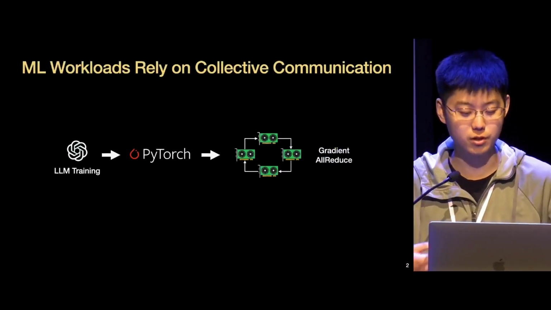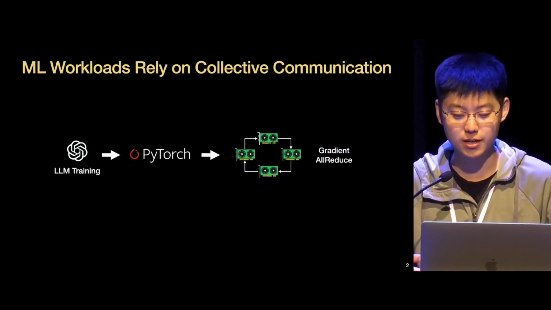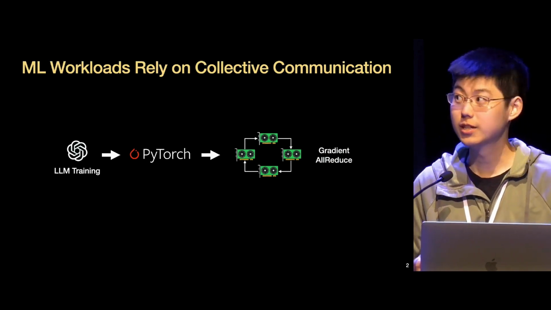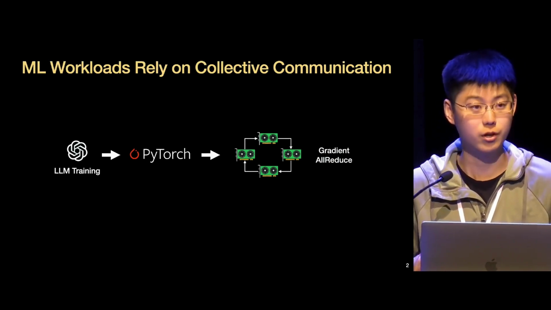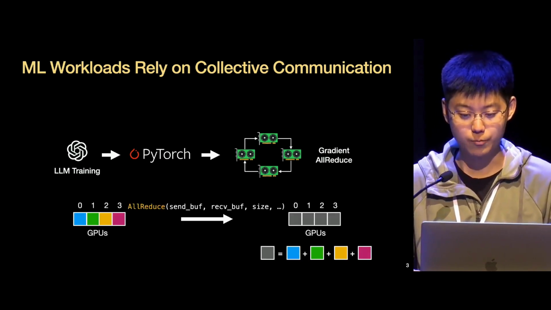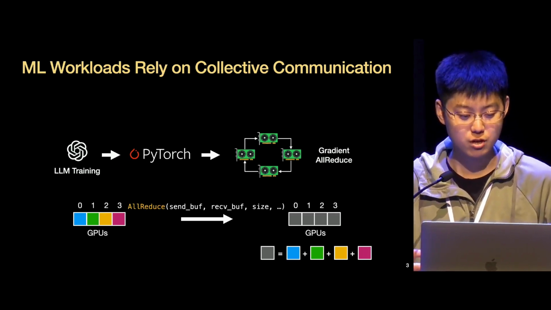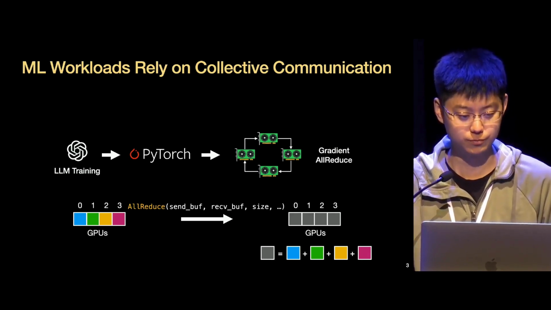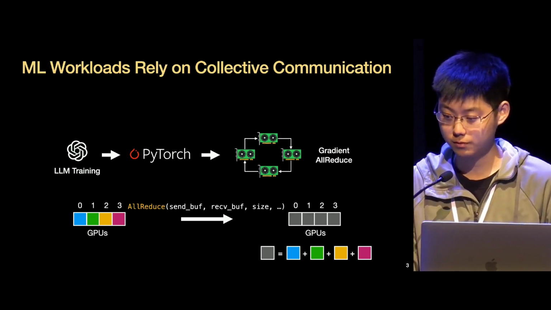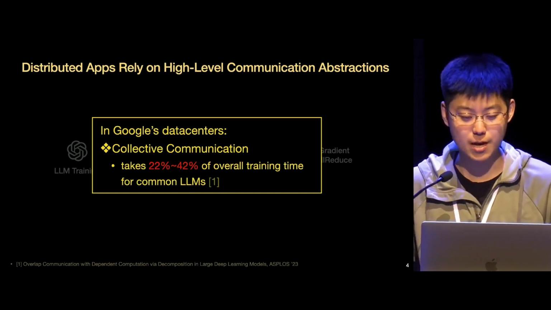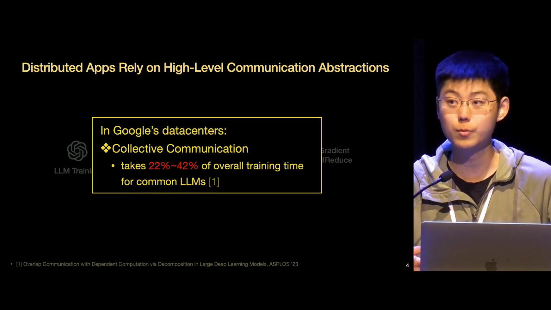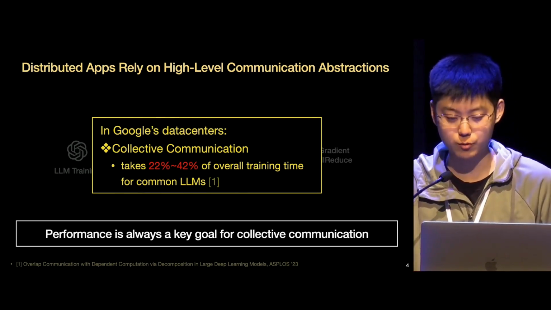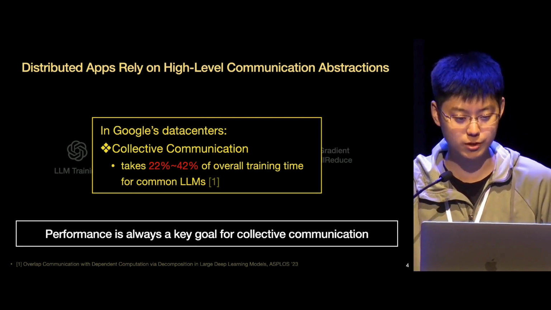Collective communication over the years has become the de facto approach to synchronize data in distributed machine learning training and serving using various parallelization strategies. For instance, in data parallel training, gradients from workers are accumulated using the all-reduce collective. In all-reduce, data buffers from all GPUs are reduced, and the results are written to a user-specified receive buffer on every GPU. According to a report, collective communication takes up to 42% of the overall training time of common LLMs in a TPU cluster. As a result, improving the performance of collective communication has always been a key research topic.